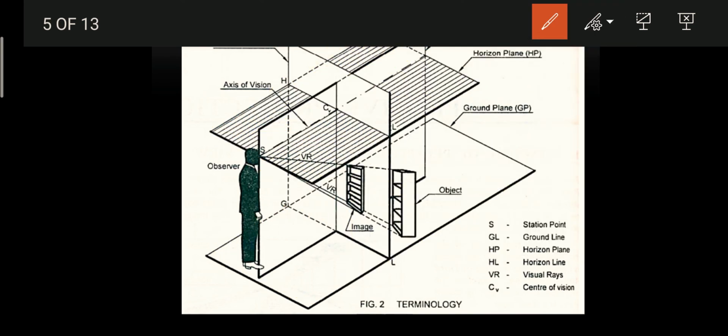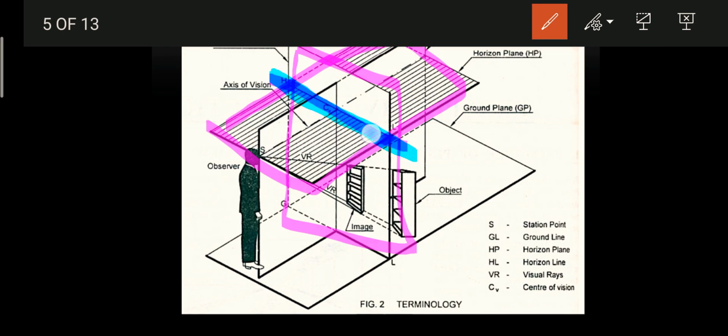Next is horizon line, where the horizon plane and picture plane intersect each other and form a line. That line is called the horizon line.